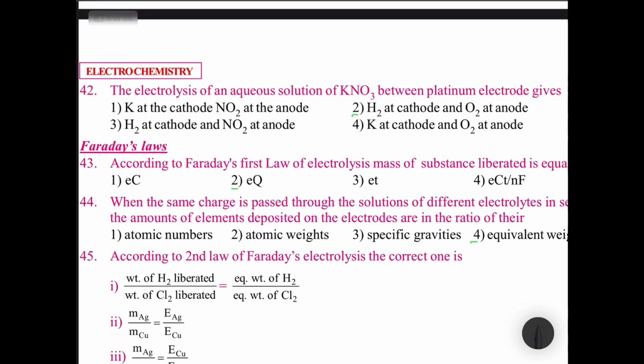Okay, this is the last question for this session. The electrolysis of an aqueous solution of KNO3 between platinum electrodes gives? KNO3 aqueous solution, it will be giving you hydrogen, it will be giving you oxygen. Both are coming actually from water, not from KNO3. Hydrogen at cathode and oxygen at anode.